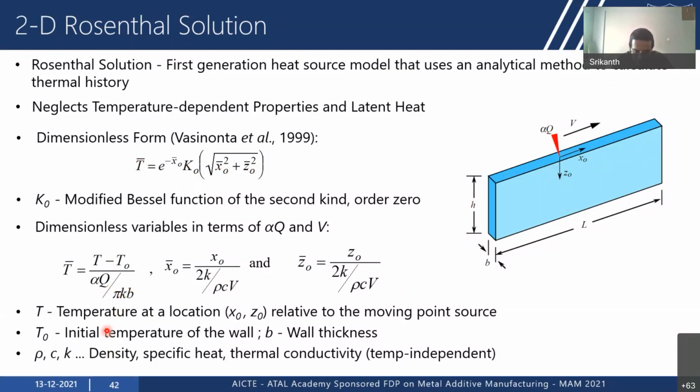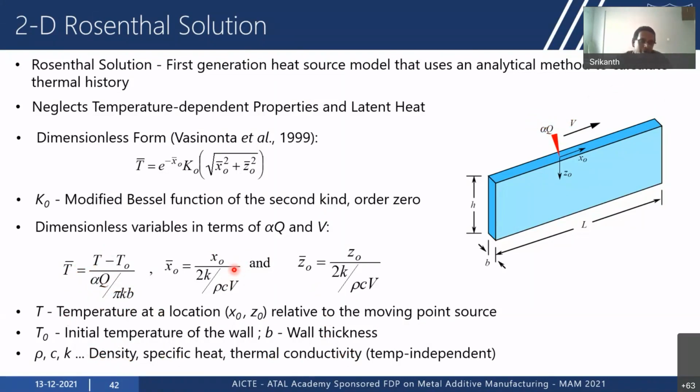Okay, so T is the temperature at the location relative to the moving heat source. Okay, T0 is the initial temperature of the wall. Rho, C, k are the density, specific heat and thermal conductivity. All of them are assumed to be constant. B is the wall thickness. Okay. So here, if you see in this equation, the normalization is carried out in terms of the material properties and the process parameters. Process parameters are absorbed laser power alpha Q and scan speed V. Okay. So this is the temperature normalization and this is the spatial normalization.